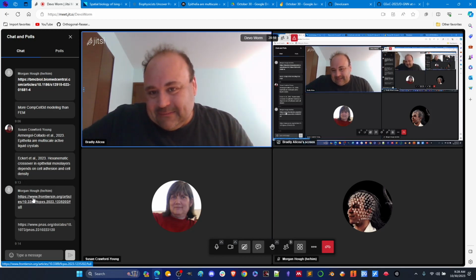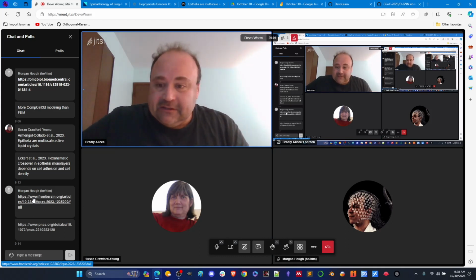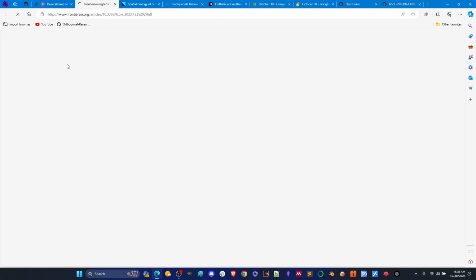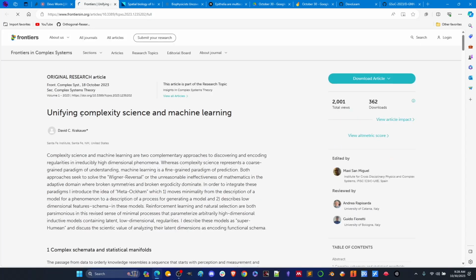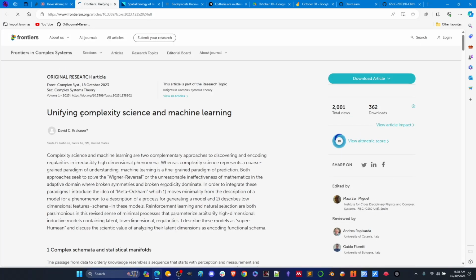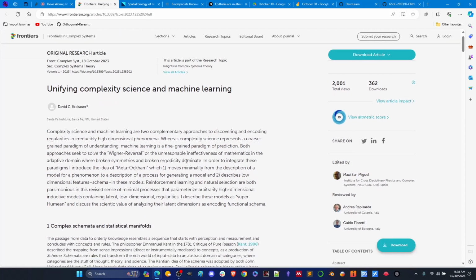So this is something else Morgan found, a Frontiers paper. This is the paper Unifying Complexity Science and Machine Learning. It's more of a theoretical paper where he's bringing together complexity science and machine learning.